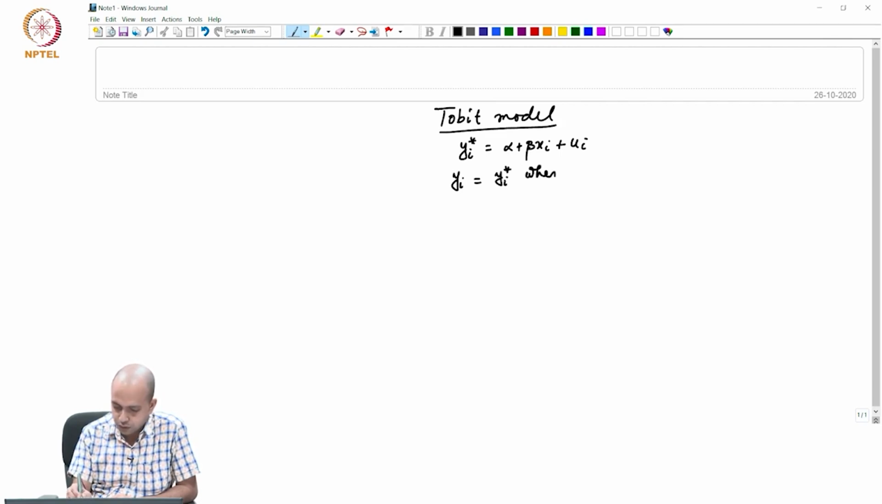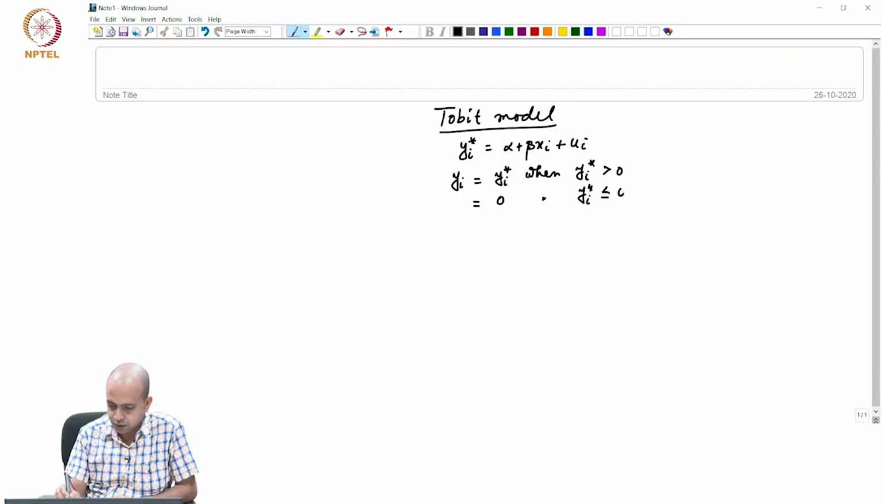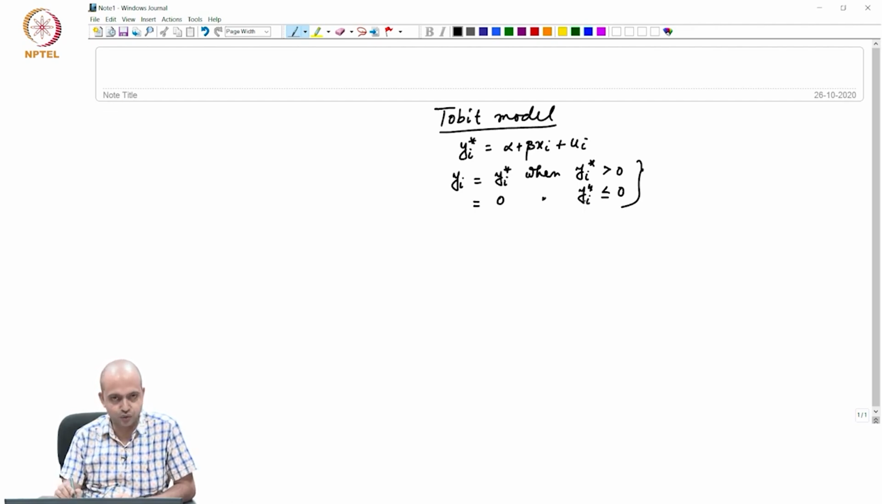when yi star is greater than 0, and yi equals 0 when yi star is less than or equal to 0, right. That means the negative values of yi star we do not observe, and we put 0 for all negative as well as 0 values of yi star, and we consider only yi greater than 0 for the uncensored model. So, basically this was the idea.